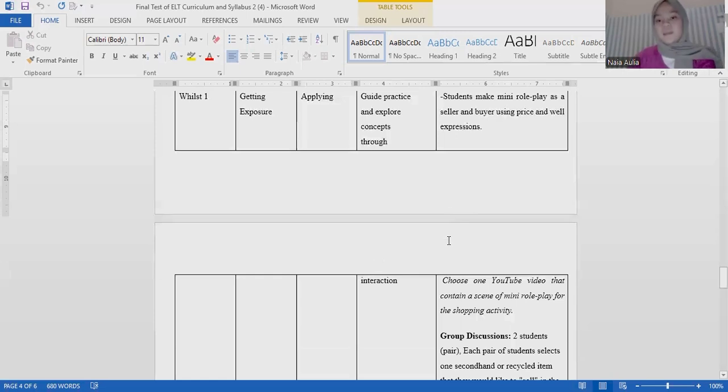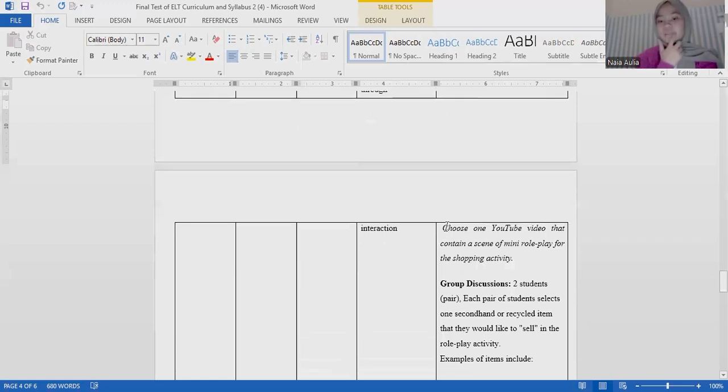I use digital tools: the students choose one YouTube video that contains a mini role play scene for the shopping activity. The reason is that students may already have an imagination about role play, and they could present a good role play after they watch the video on YouTube.